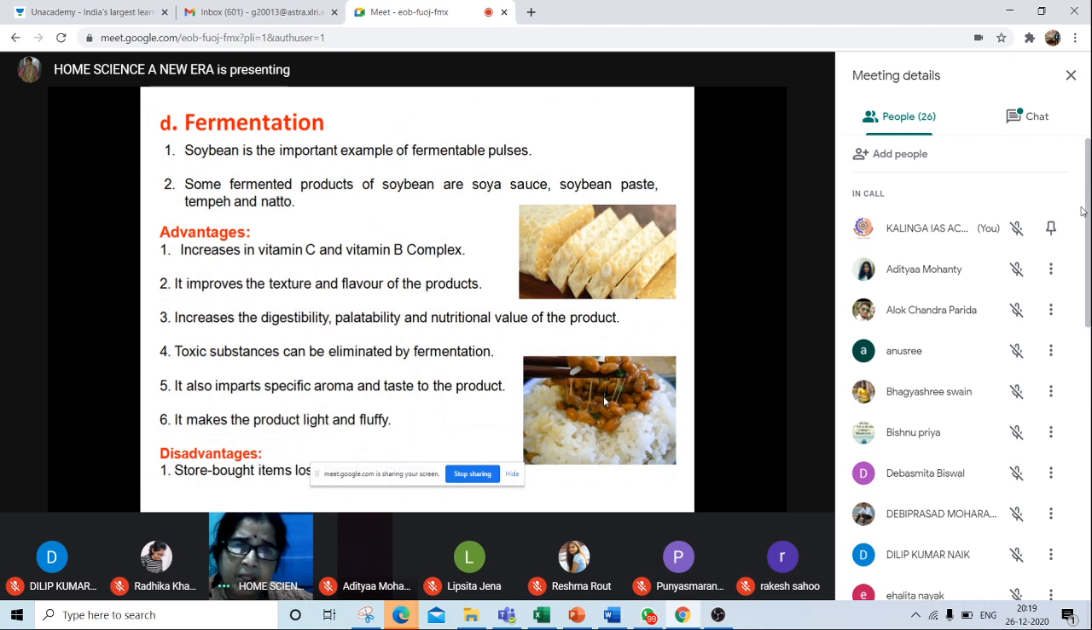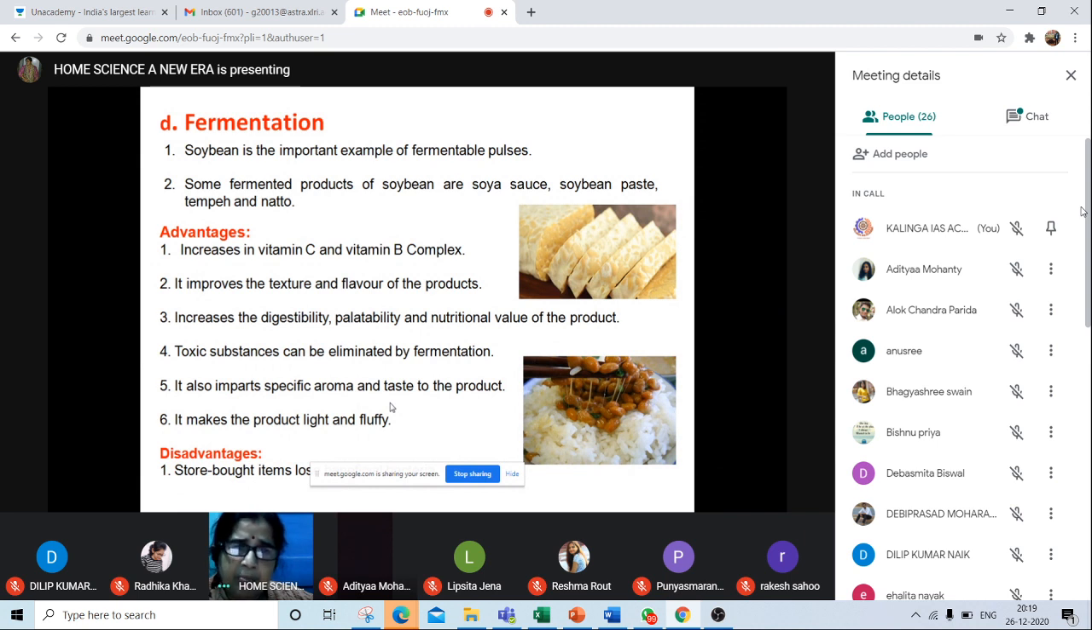It improves the texture and flavors of the product, and increases the digestibility, palatability, and nutritive value of the product. Toxic substances can be eliminated by the fermentation. It also imparts specific aroma and taste to the product, and it makes the product light and fluffy.